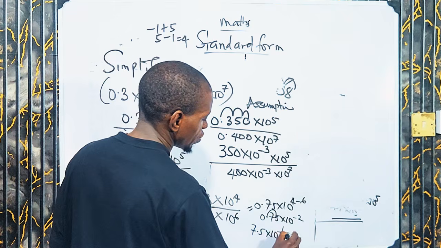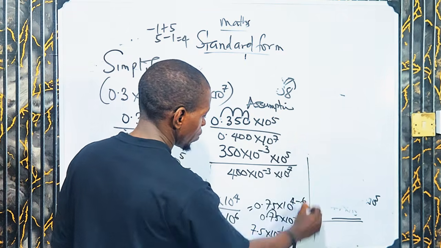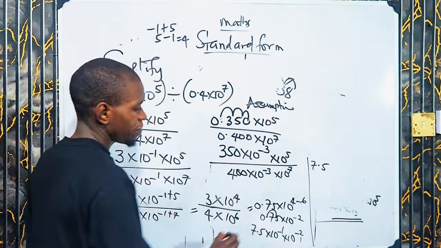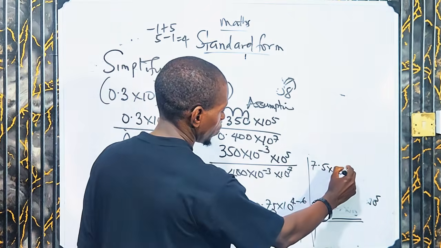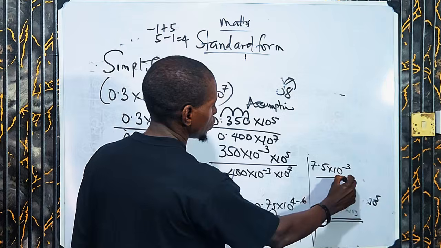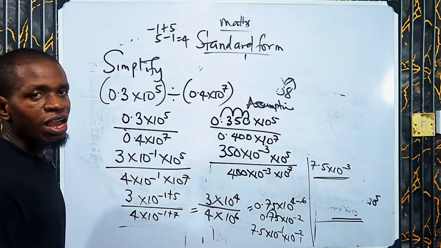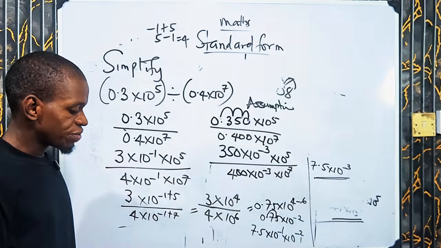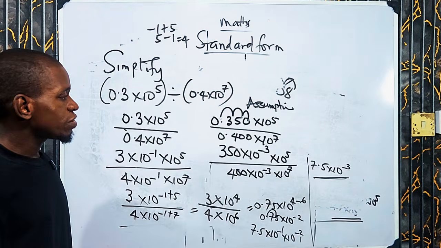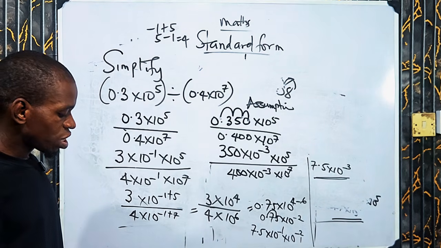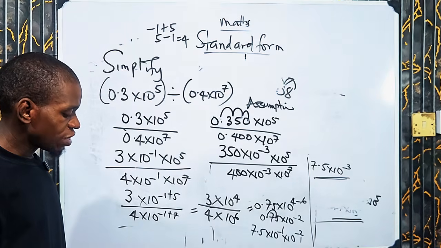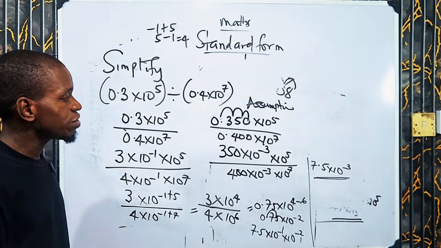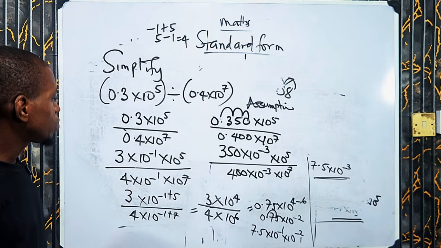So I said times 10 raised to the power minus 2. When I combine both of them, I'm going to have 7.5 times 10 raised to the power minus 3. So this is going to be my final answer. This is very simple to solve. So if you understood how to solve this, you can basically solve all questions given to you without a calculator or four-figure table.